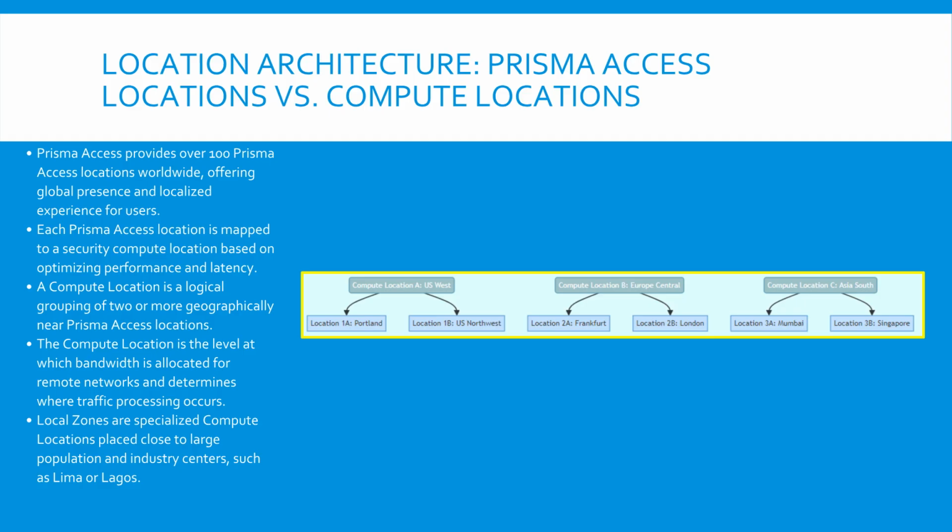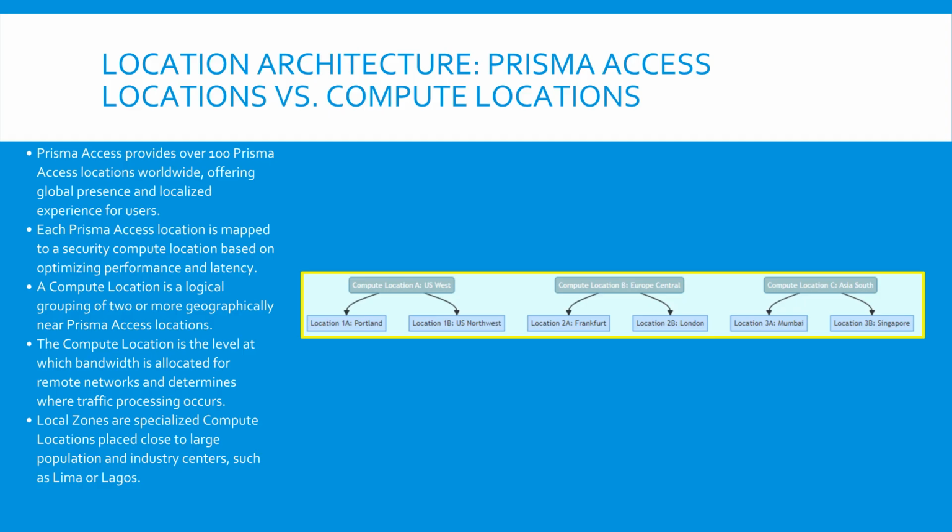A compute location is essentially a logical grouping of 2 or more geographically close Prisma Access locations. This grouping is done automatically to ensure optimal performance and low latency. For remote networks, bandwidth allocation is handled at this higher compute location level, rather than individual sites. This aggregate model allows Prisma Access to dynamically distribute bandwidth within that location group, based on the network load or demand, increasing resilience and flexibility.